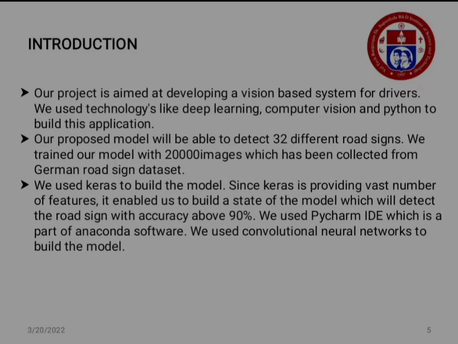We use technology like deep learning, computer vision, and Python to build this. Our project model will be able to identify 32 different signs, and we took a database of 20,000 plus images which has been collected from German road signs. We used Keras to build the model. Since Keras provides a vast number of features, it enables us to build a state-of-the-art model which will detect road signs with an accuracy of 90%, and we used the PyCharm IDE, which is a part of Anaconda software. We used convolutional neural networks to build this model.